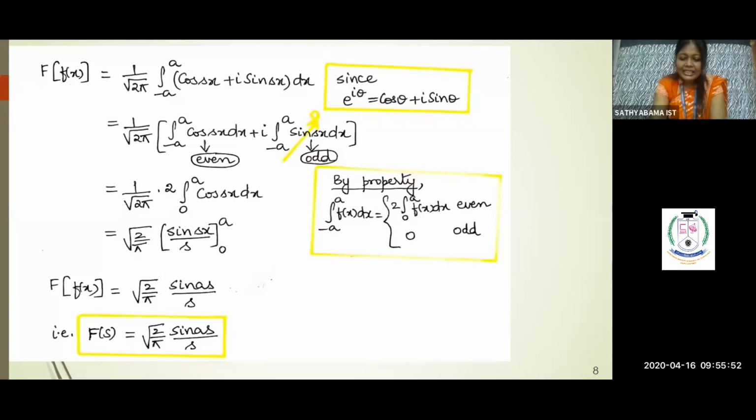Fine. Now, split this integral into two. Split it into two. So what will you get? Integral minus a to plus a cos s x dx plus i into integral minus a to plus a sine s x dx. Okay. Now, the first integral. Look at the first integral. What do you know about cos x? It's an even function. We discussed this earlier, remember? So what is minus a to plus a of an even function? It is twice 0 to a. Remember that property that we saw? Minus a to plus a of any even function is twice 0 to a.